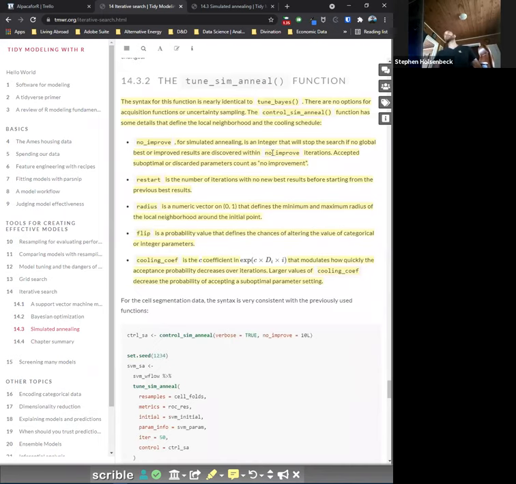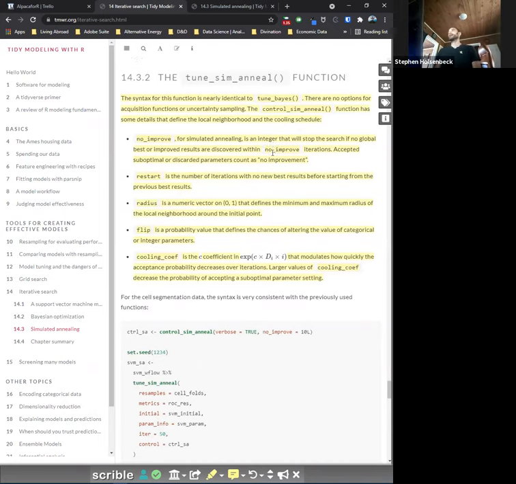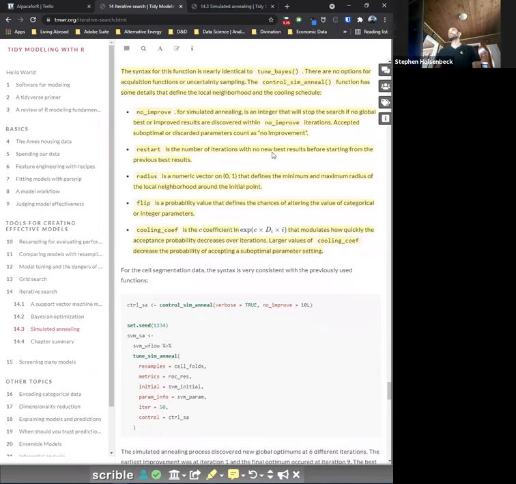So let's talk about the function. It's called tune_sim_anneal. The normal parameter functions are nearly identical to tune_bayes, and the control parameters are slightly different though. So we have no_improve as well for this, which is we'll stop the search if there are no improvements after a certain number of iterations. And even though simulated annealing might accept suboptimal results where the performance did not improve, those are still counted towards this cutoff for no improvement.